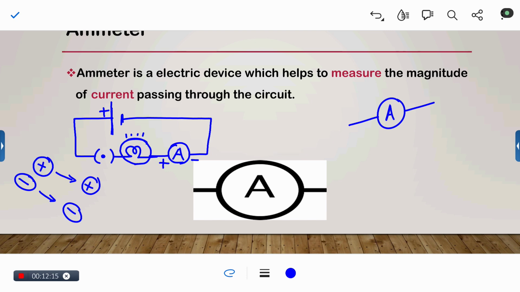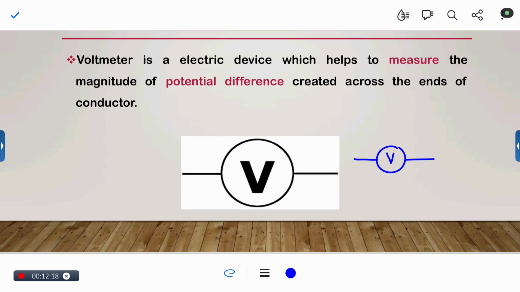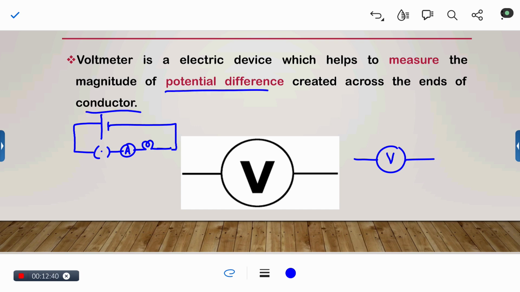Clear? Next, how do we need to connect the voltmeter? The voltmeter is always connected in parallel. So how are we going to connect it? Let's take the same circuit. This voltmeter helps to measure the potential difference which is created across the ends of the conductor. So here, which one is the conductor? The bulb is the conducting material. In order to measure the potential difference created over here, we connect the voltmeter across the two ends of the conductor like this.